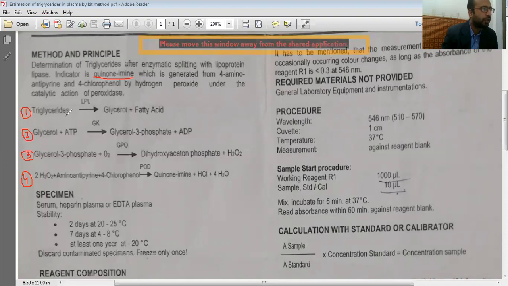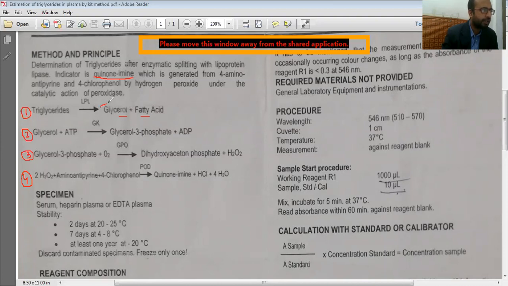be broken down into their components, and it will be done by a special enzyme called LPL, which stands for lipoprotein lipase. This lipoprotein lipase enzyme is provided by the diagnostic company in the kit, and it will break the triglycerides into their components, glycerol and fatty acid. So the lipoprotein lipase enzyme would break the triglyceride into these two components.